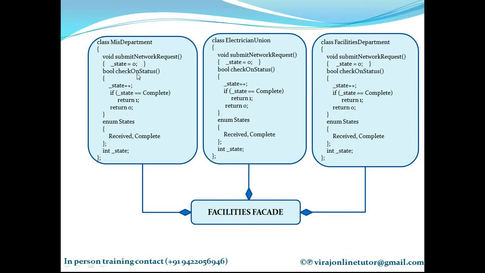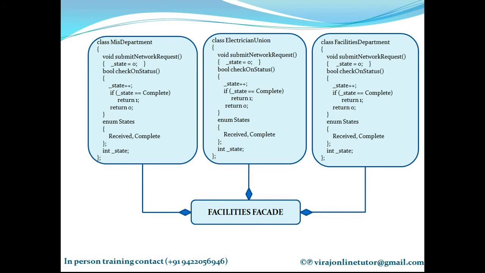Then there is a check on status function. What it will do is increment the state, and if the state is complete it will return 1, else it will return 0. Here I have an enum called states which will have different states of this particular class. As soon as I get a request, it's in received state. Then it can go to n number of different phases, and finally when the request is completed by this department, the state is going to be complete.